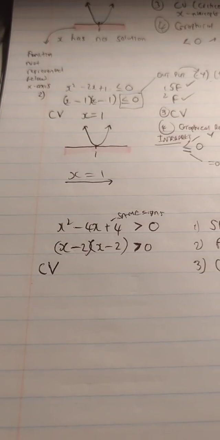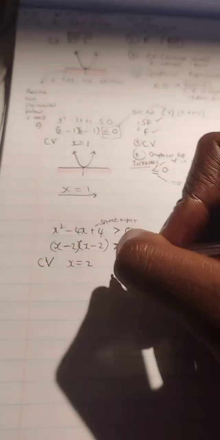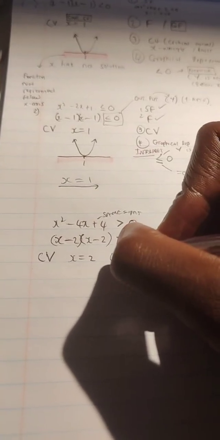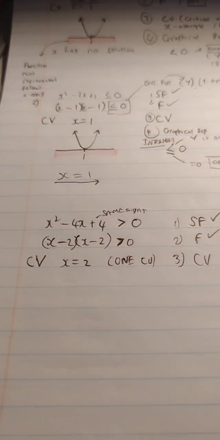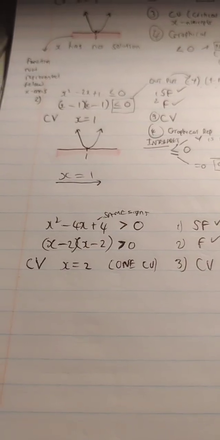Critical value, we write down x is equal to 2. So once again, we have 1 critical value, not 2. Already in our heads, we know our parabola is going to be one of those.